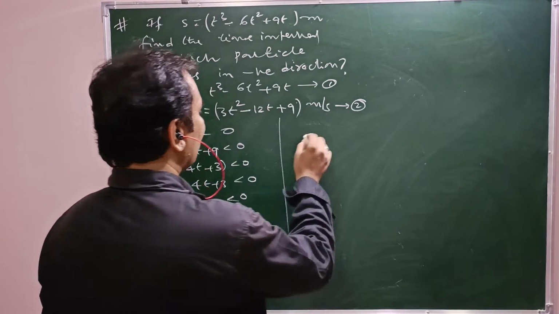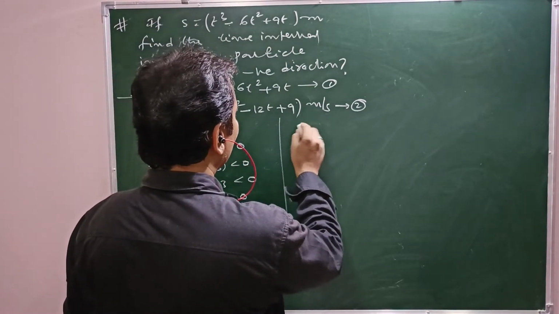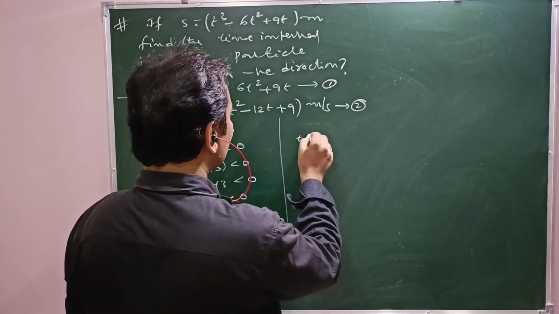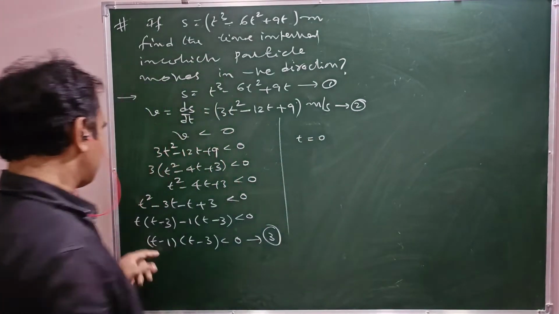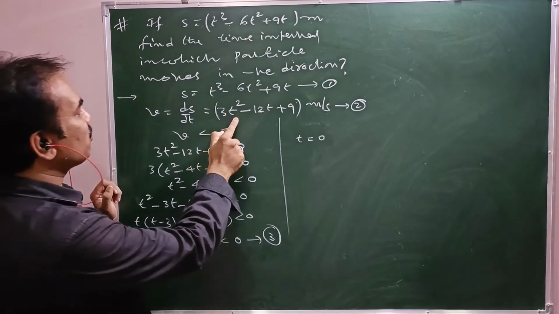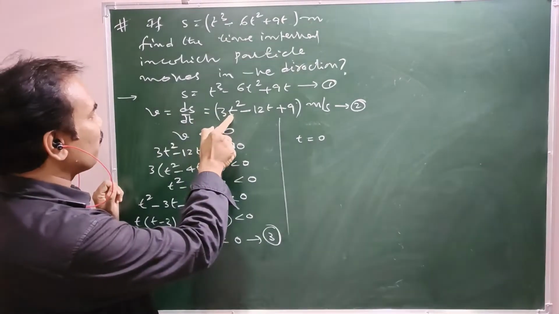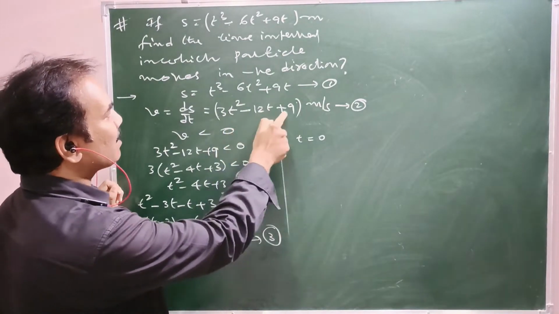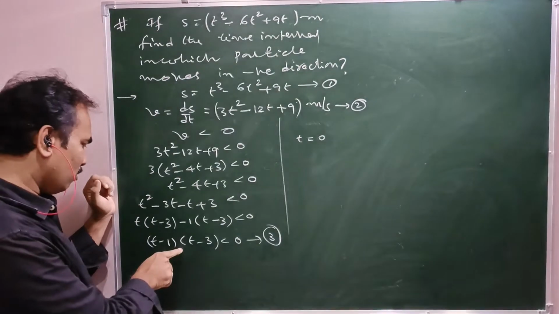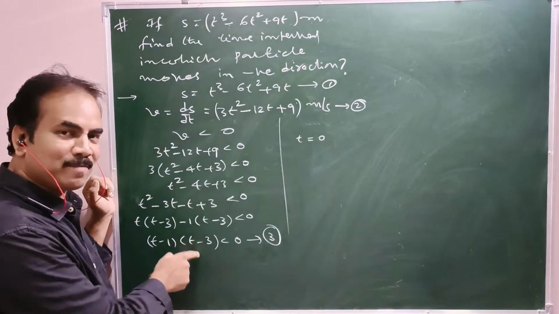Suppose t equal to 0. Substitute here. In this expression, t equal to 0 means 0 minus 0 plus 9, that is plus 9. Velocity is plus 9, meaning velocity is positive.